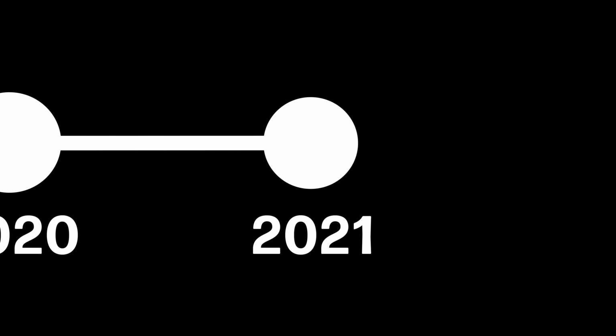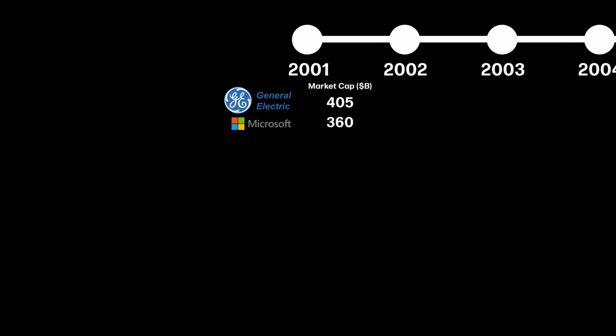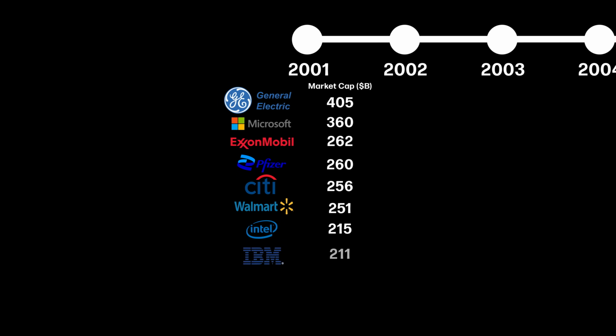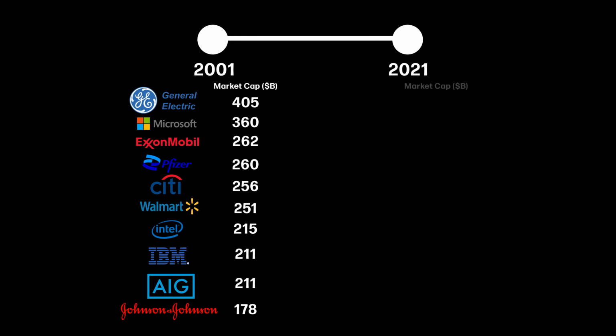So actually, if you look at the last 20 years, look at the top 10 largest companies in the US. For example, in 2001, you have companies like GE, Microsoft, Exxon, Pfizer, Citigroup, Walmart, and the list goes on, right? If we look at the top 10 companies in the US today, they have totally changed.